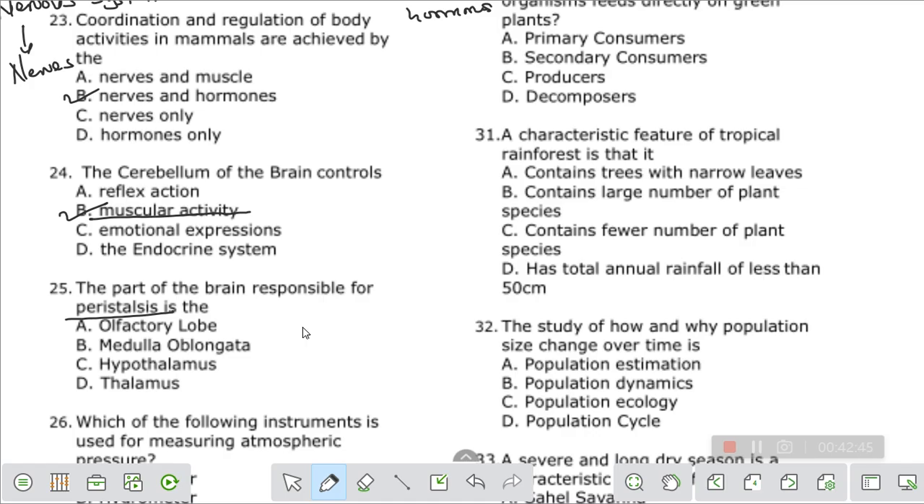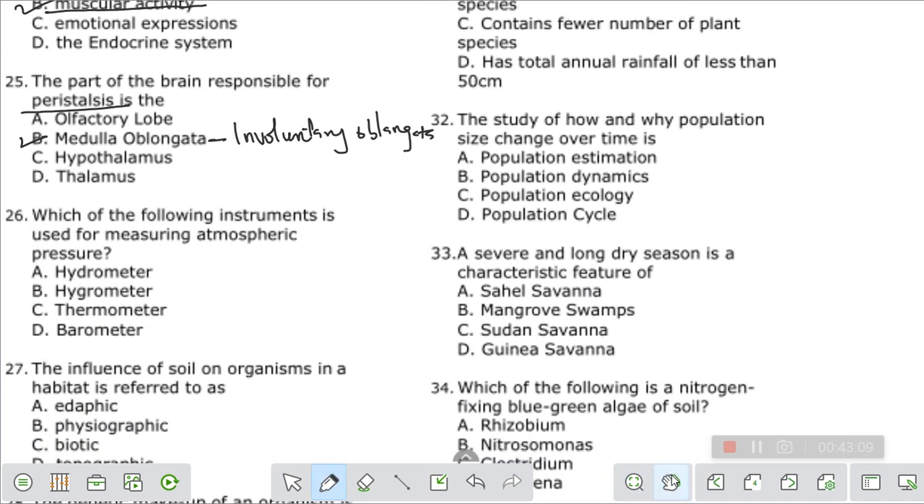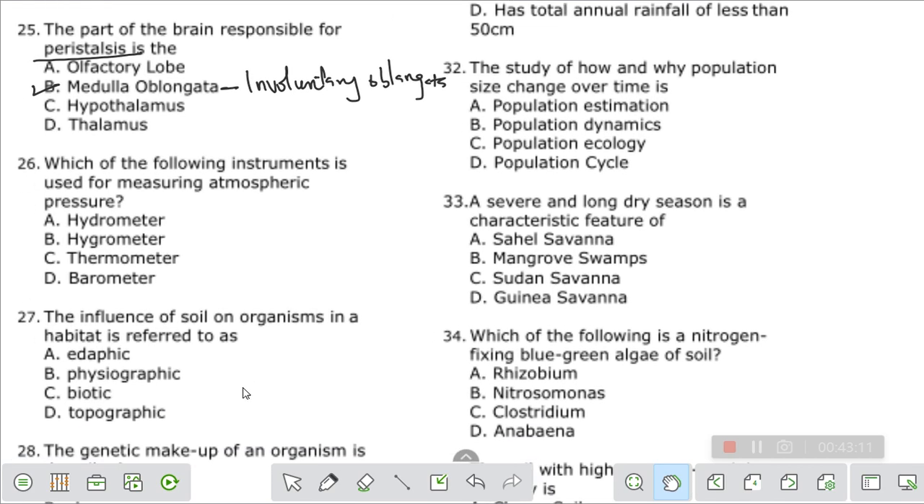Which of the following instruments is used for measuring atmospheric pressure? That's very simple, that's just the barometer. The thermometer is used for measuring temperature. In case you missed it, the hygrometer is used for measuring relative humidity. I taught you this also. The hydrometer is different from the hygrometer. The hydrometer is used for measuring relative density.